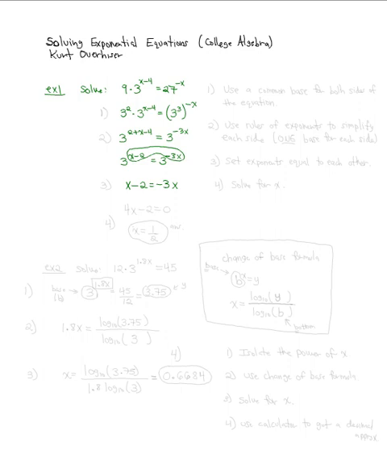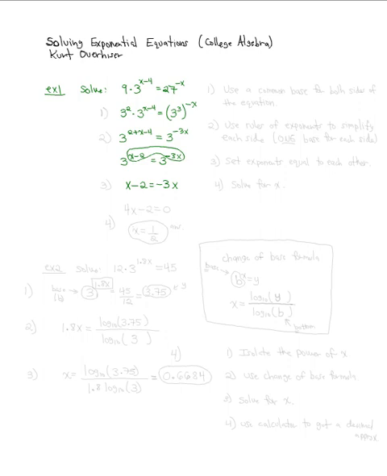We can only set the exponents equal to each other when the bases on each side are the same, and there's only 1 base on each side. So in this case, we have 1 base of 3 on the left, 1 base of 3 on the right. They're both the same base, 1 on each side. Then you can go ahead and equate the exponents.